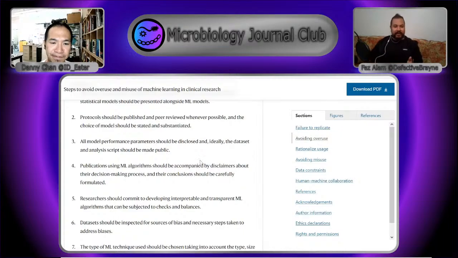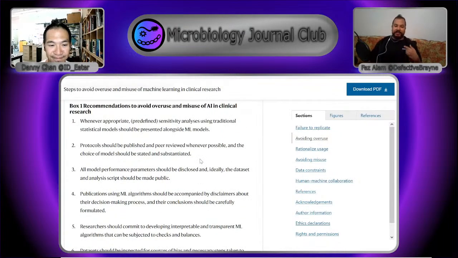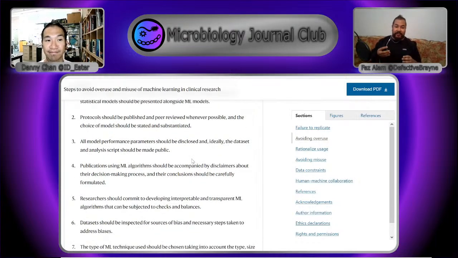And they give a pointer on things we should do to make sure AI doesn't get overused, and things we should look for when reading AI papers: whether they've been compared with other statistical analyses, and whether they've been properly peer-reviewed by people who understand AI. That's quite a challenge, because if you're working with a microbiology journal, a lot of people there might not necessarily have that AI experience. So if you're running a journal, you almost have to reach out to people who might be busy with other stuff.